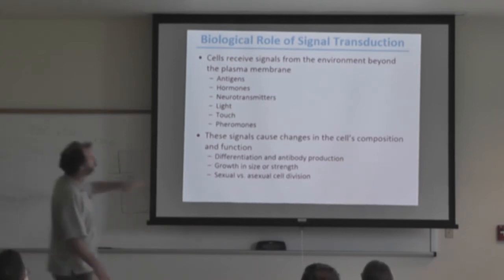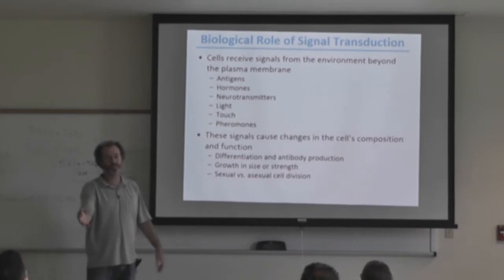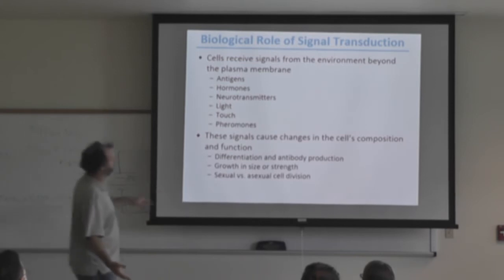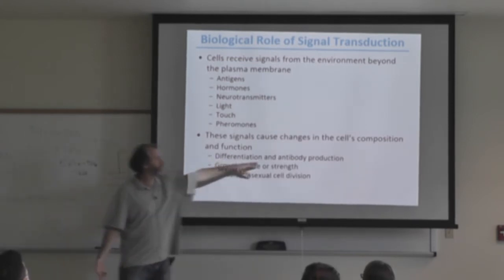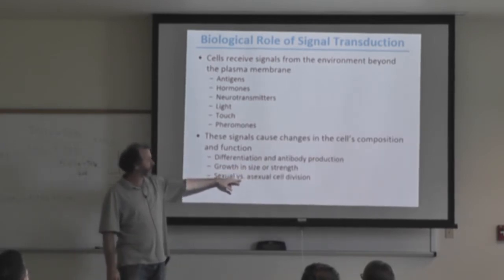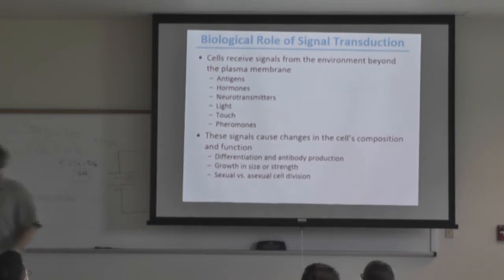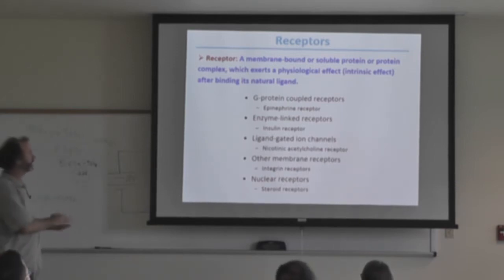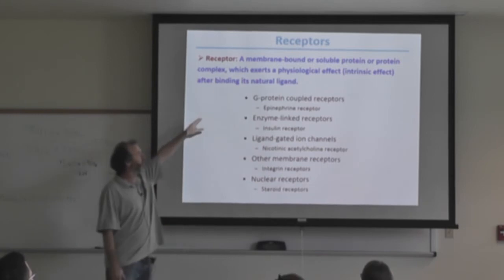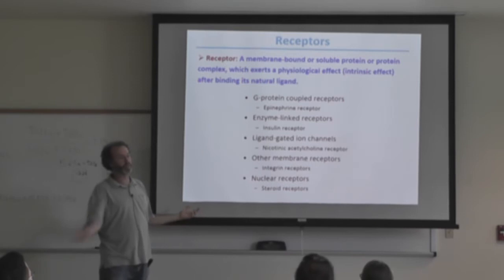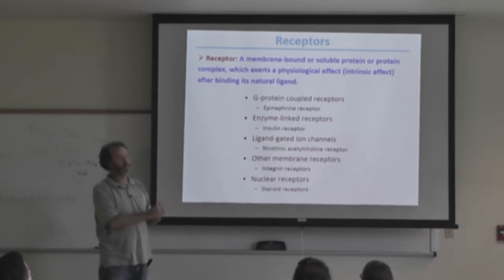So these signals are going to cause a change in the cell composition and function, like you were saying, genotypic changes causing phenotypic expression. Differentiation and antibody production are some of those, and that's your example, immunology. Growth and size or strength and sexual and asexual cell division are all things that can result. So what is a receptor? It's basically a membrane-bound or soluble protein or protein complex which can exert a physiological effect after binding its natural ligand. So receptors bind ligands, and the receptor is what then transmits that signal.